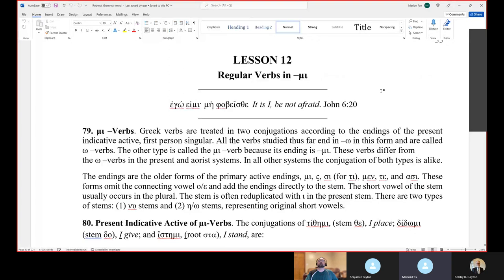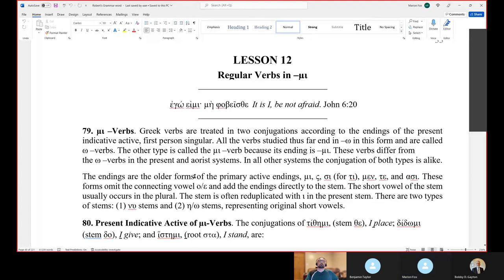There are not as many of them in the New Testament, but several of the ones that are there are frequently found in the New Testament. So we have to learn them. Also, the being verb, I am, is a mi verb, and so we're going to find it quite a lot in the New Testament. Here is the being verb right here. It'll be in the next lesson.